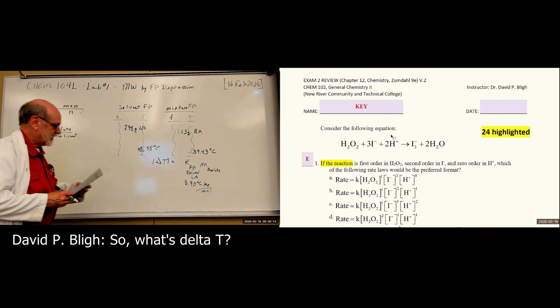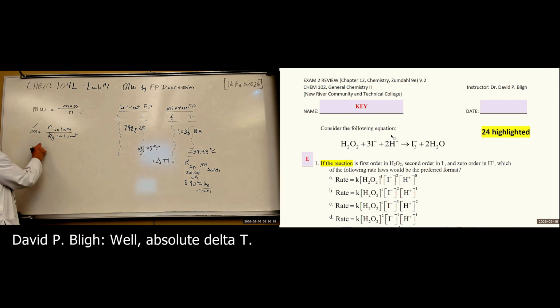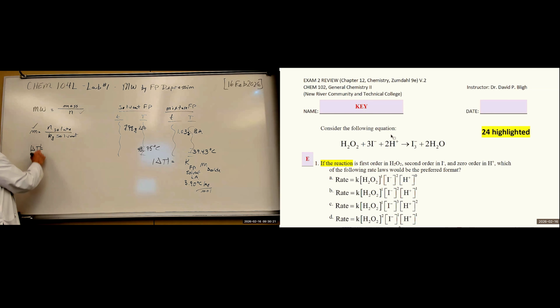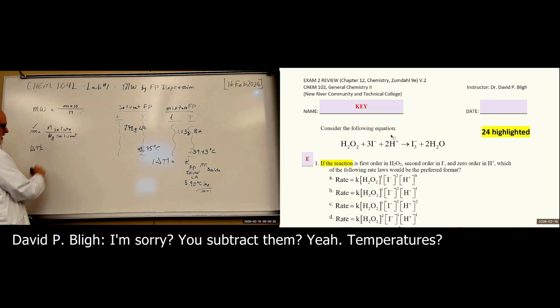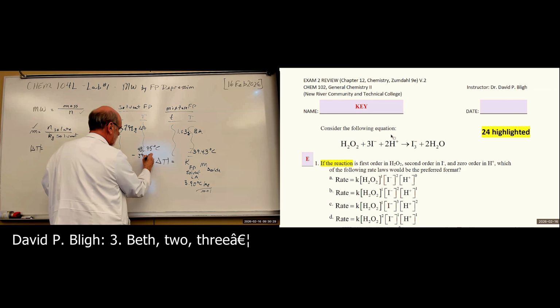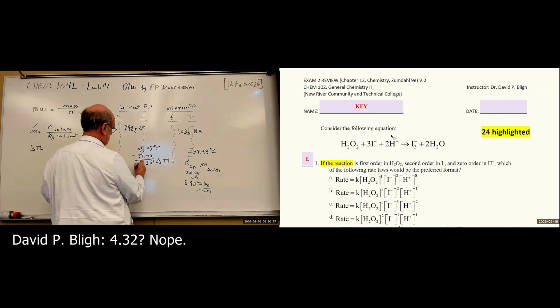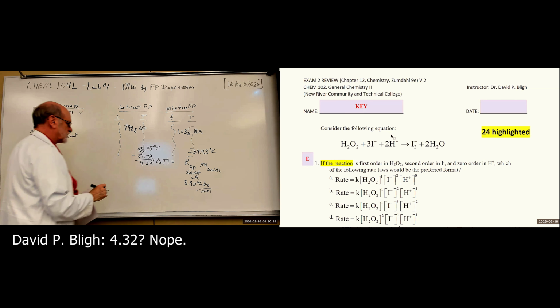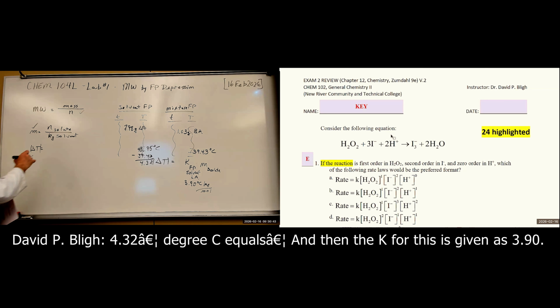Okay, so what's delta T? Well, absolute delta T. You subtract them. Yeah. 4.32? That's what I got, yeah.